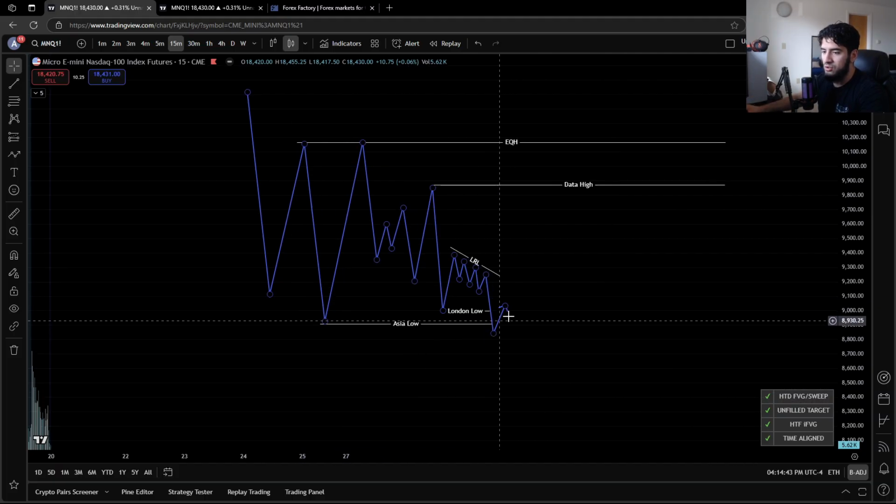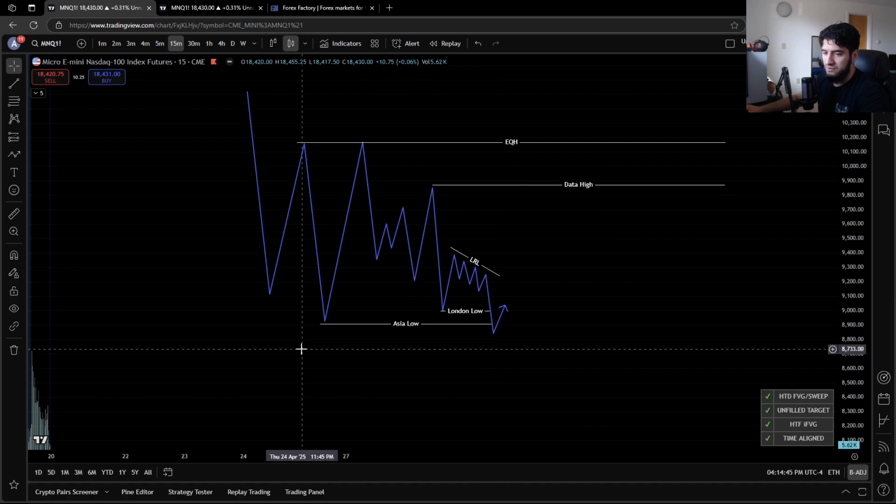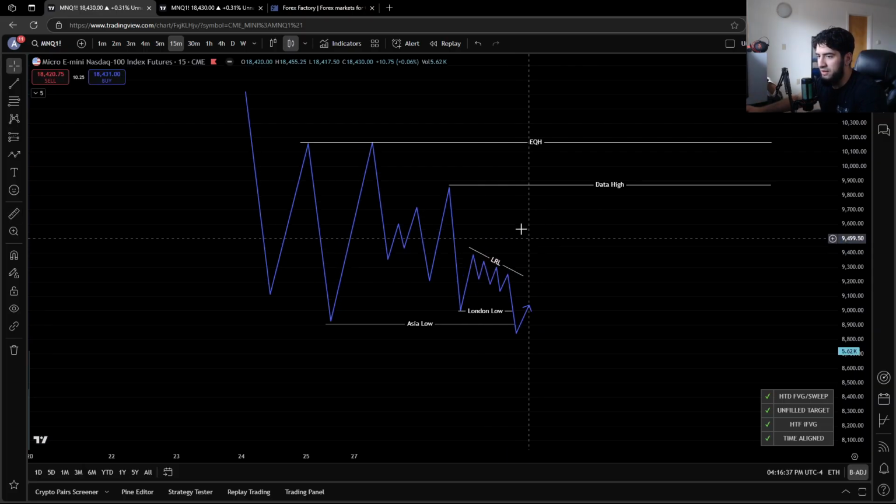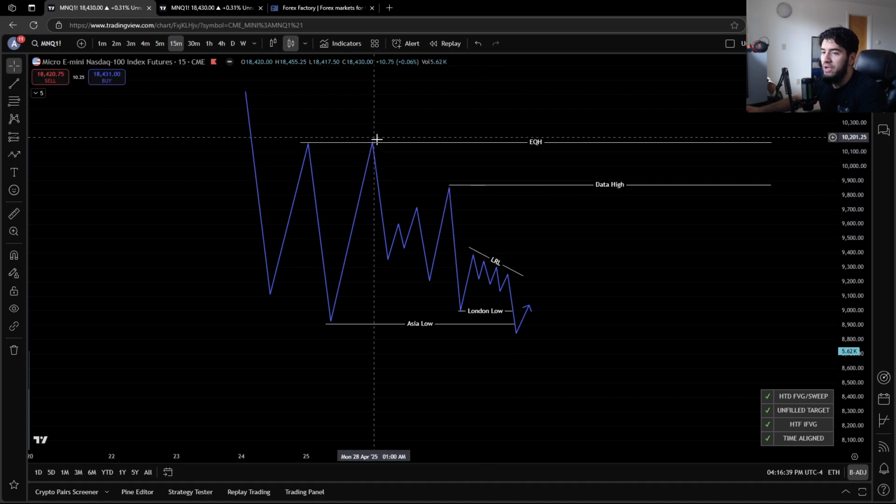We took out Asia low, we took out London low. Let's say there was also a fair value gap below over here. This is like A plus plus plus. I'm just giving you guys the best case scenario, putting everything together. We have low resistance liquidity laying down right here. We have data high and we have equal highs above it.